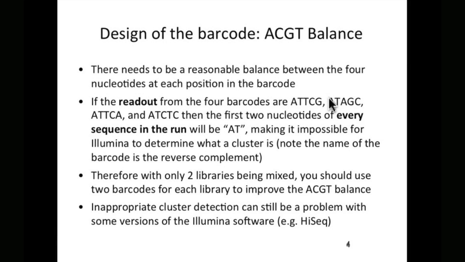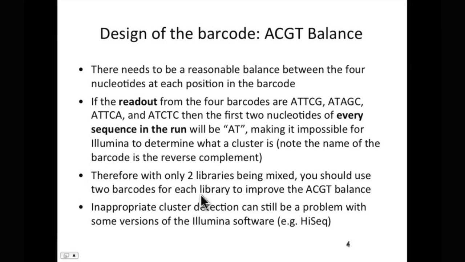The first is the balance between the four nucleotides at each position in the barcode. This is because the way Illumina determines clusters is based on the first few bases. And if the first few bases are the same, then Illumina can't determine what belongs to one sequence versus another. For example, if the readout from 4 different barcodes is as shown here, then the first two nucleotides of every sequence in the run will be AT, and Illumina can't determine what a cluster is. We should note, and we're going to go over this later, that this is the readout of the barcode. The actual name of the barcode will be the reverse complement of that, but we'll get to that.